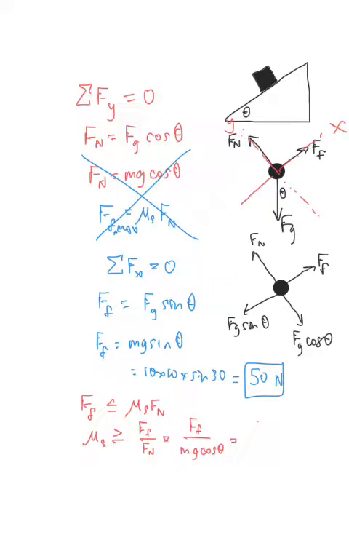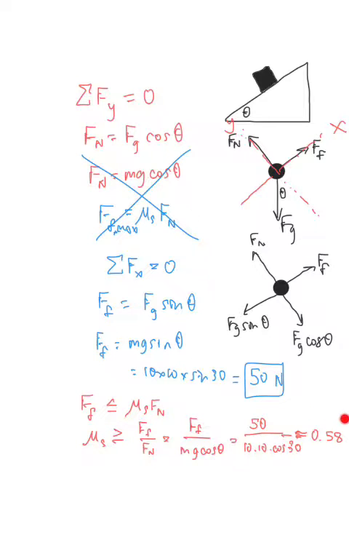The frictional force, the true static frictional force that we have, is 50 divided by 10 times 10 times the cosine of 30. Just plug all this in your calculator and you'll come up with an approximate value of 0.58. So what this is now saying is that μs, the coefficient of static friction, is greater than or equal to 0.58. And that should make sense, because if μs was a number less than 0.58, that means the surface is not quite as sticky, so the block might slide down.